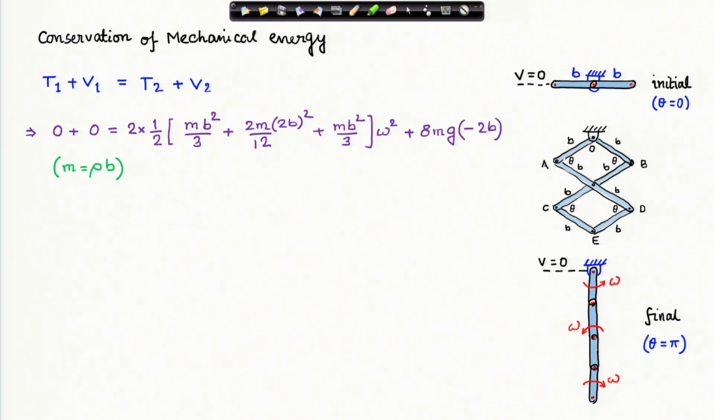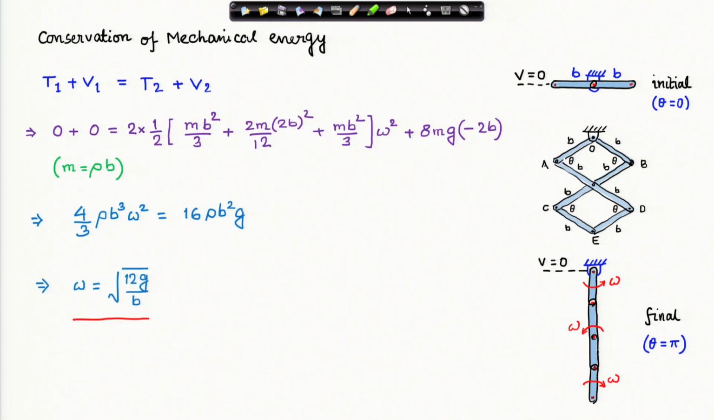Potential energy: this is completely stretched. The center of mass of the whole system is at this level, and from the datum it is at a distance of 2b in the negative direction, that is why minus 2b, and the total mass of the system is 8m and g is the acceleration due to gravity. Once everything is in place, I can make simplifications, and finally, I find the common angular velocity as under root 12 g by b, where b is the length of the smaller bars.